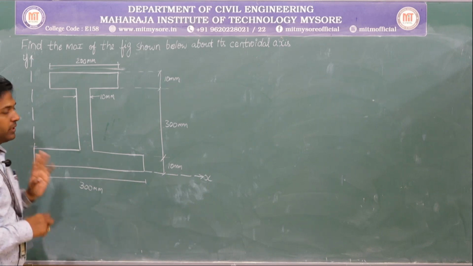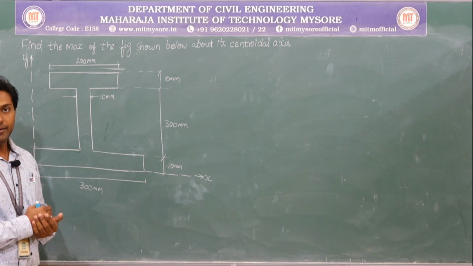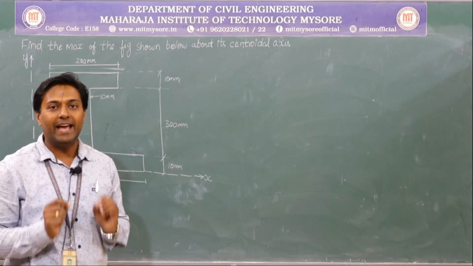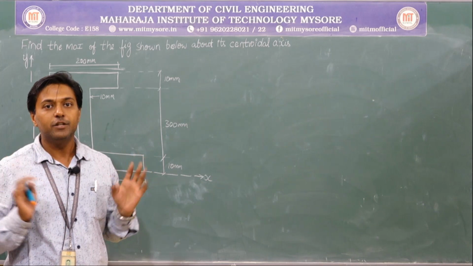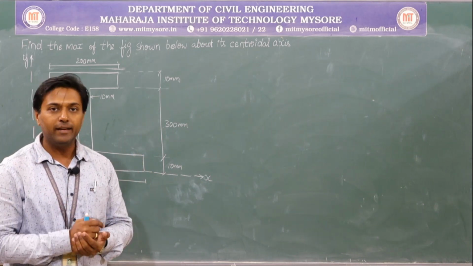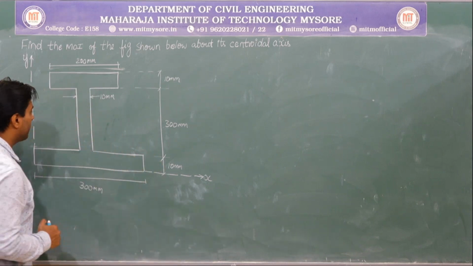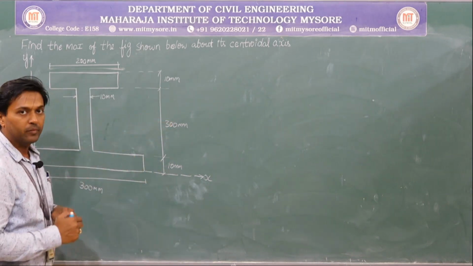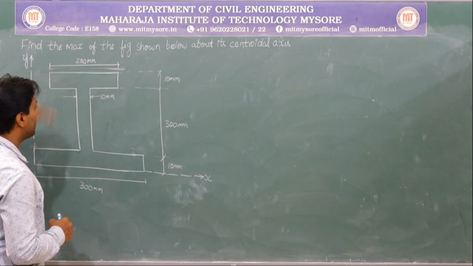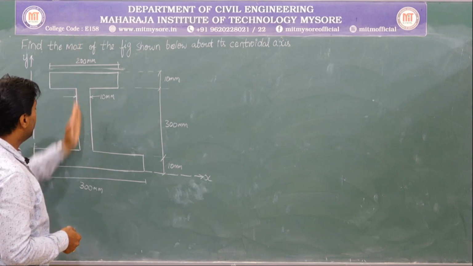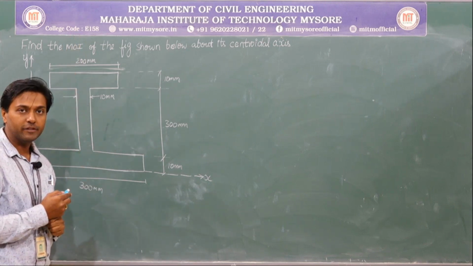Next, what is the second step in centroid? Check whether the diagram is having any axis of symmetry. I want you people to just check it out. If I draw the XX line, will the diagram get divided into 2 equal parts? No. So only about the YY axis do we have the axis of symmetry.